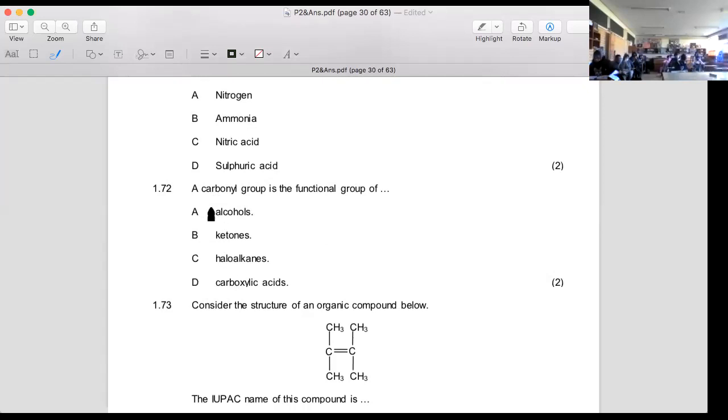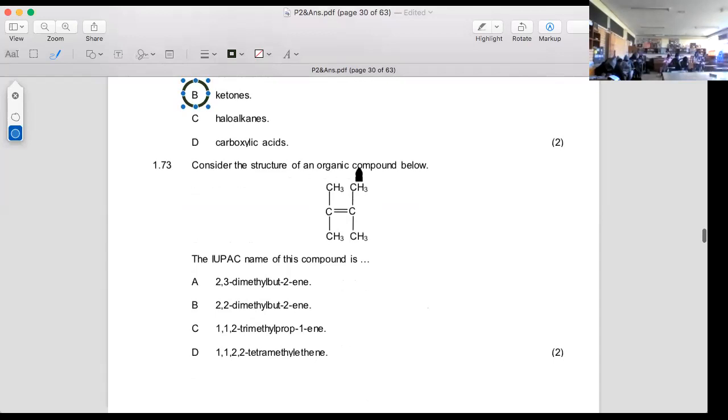Okay, let's start again. Alcohols, hands up. Ketones, hands up. Yeah. Okay, well done. Ketones it is. They're the ones that have, ketones and aldehydes have got a carbonyl group.